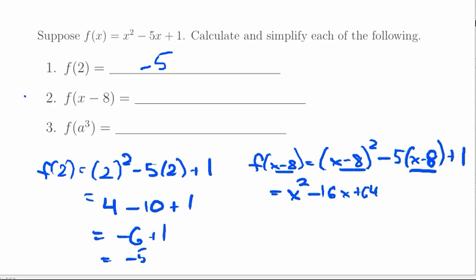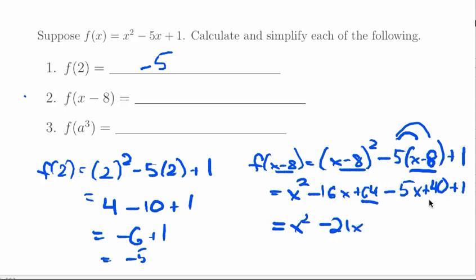I'm subtracting all of 5 times x minus 8, so I need to multiply the 5 through and subtract, so it's minus 5x plus 40. Because that's the minus 5 times negative 8. And I'm adding 1, so now I'm just going to combine like terms. This is the 1x squared term. There's a negative 16x and a negative 5x. That's minus 21x. And there's a plus 64, a plus 40, and a plus 1. And that gives me 64 and 40 is 104, plus 1 is 105.